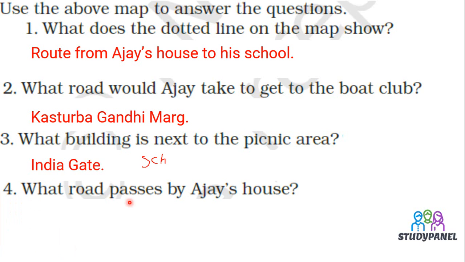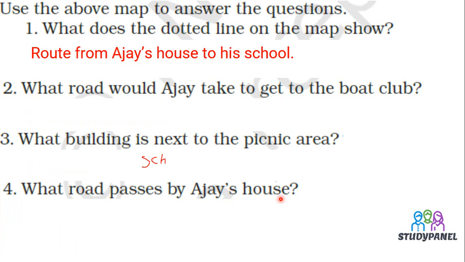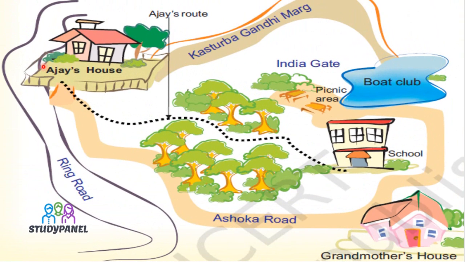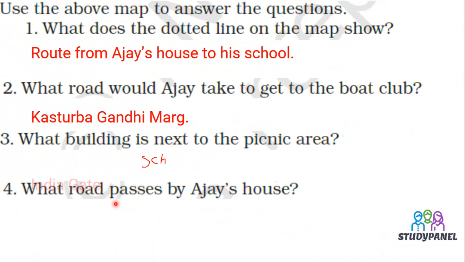What road passes by Ajay's house? See, this road passes by Ajay's house. Kasturba Gandhi Marg is starting from Ajay's house. This Ashoka Road is also starting by Ajay's house. So this road only, this ring road is passing by Ajay's house. So the correct answer is ring road.